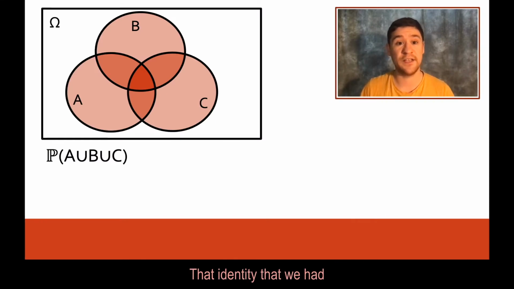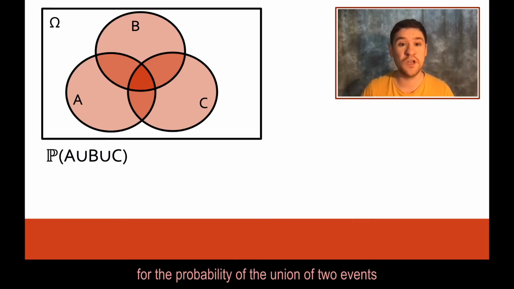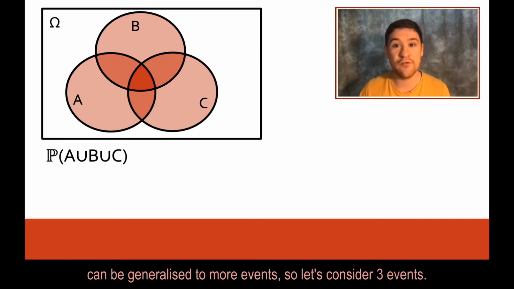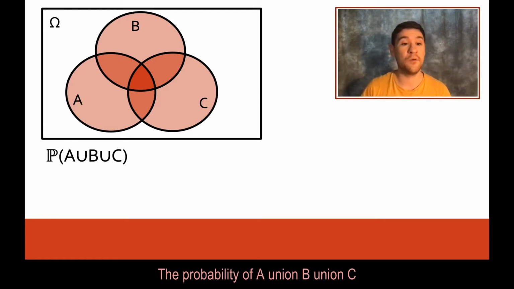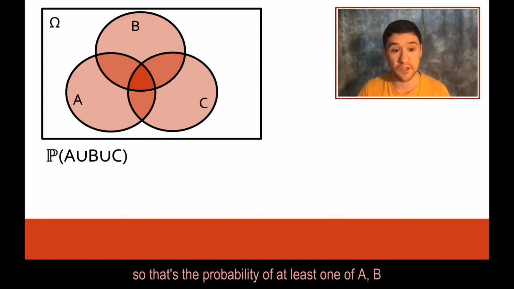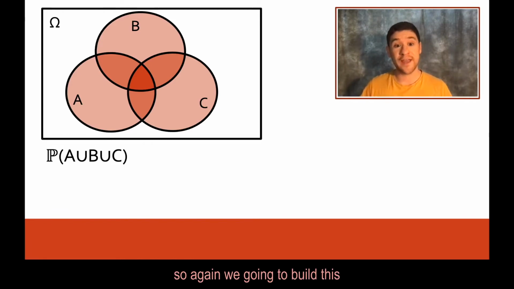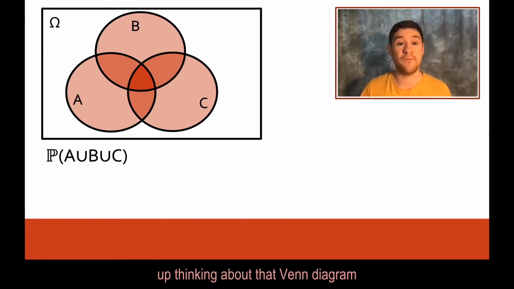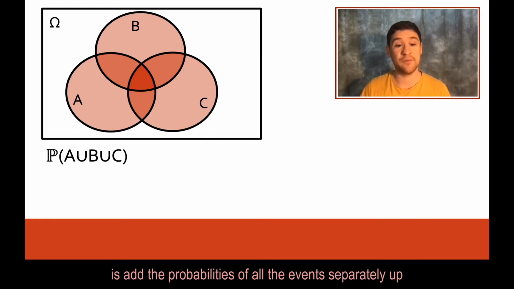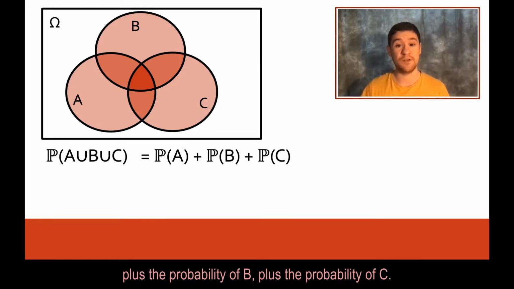That identity that we had for the probability of the union of two events can be generalized to more events. So let's consider 3 events. Probability of A union B union C. So that's the probability of at least one of A, B or C happening. So again, we're going to build this up thinking about that Venn diagram. So the first thing we can do is add the probabilities of all the events separately up. Probability of A plus the probability of B plus the probability of C.